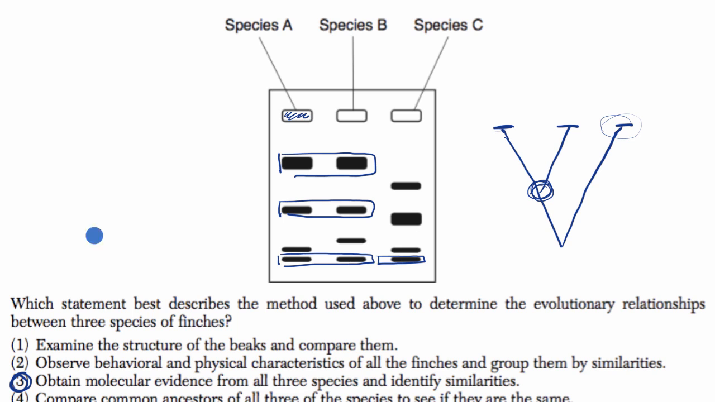The only other band that A shares in common with C is this one right over here, and B doesn't share anything else in common with C. So it's pretty clear that A and B share the most common banding patterns. So I would write that A and B have the most recent common ancestor and that C is more distant.